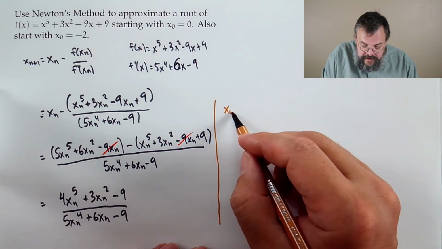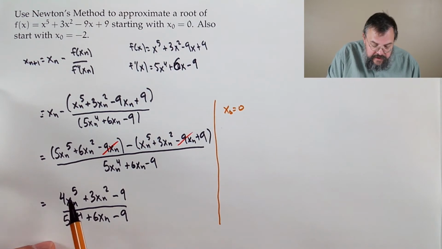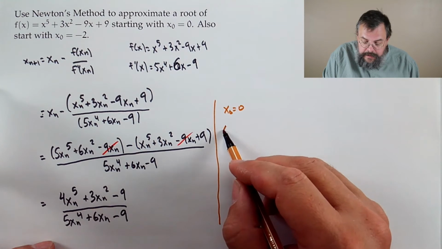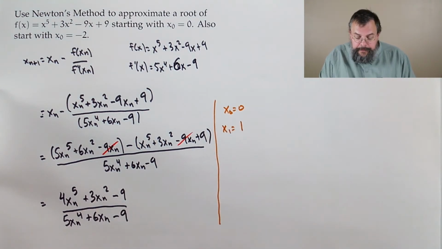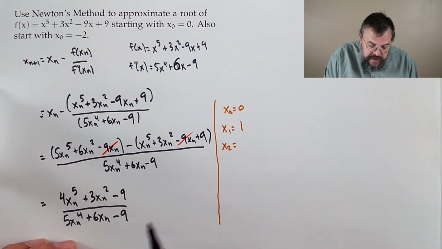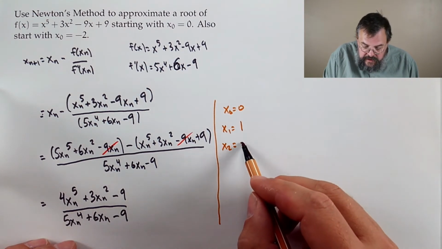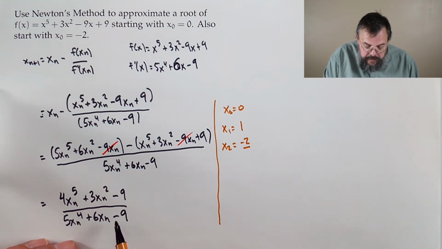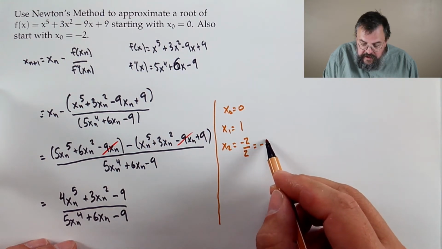Well, plug in x0 equals 0. Now we plug 0 into here. It's really easy to plug 0 in, right? Because 0, 0, 0, 0, minus 9 over minus 9 would simplify to give us 1. Cool. All right. So now, how do we get our next guess? x2. Well, plug in 1. 4 plus 3 minus 9 is negative 2. 5 plus 6 minus 9. That's 11 minus 9 is positive 2, which gets us to negative 1.